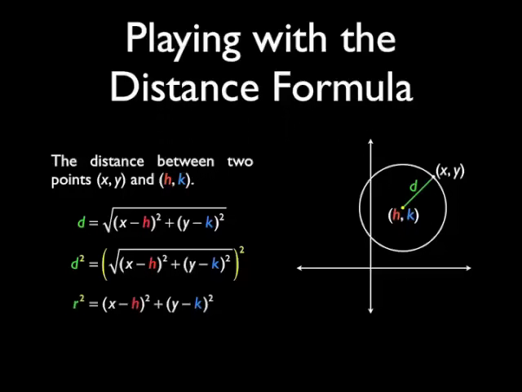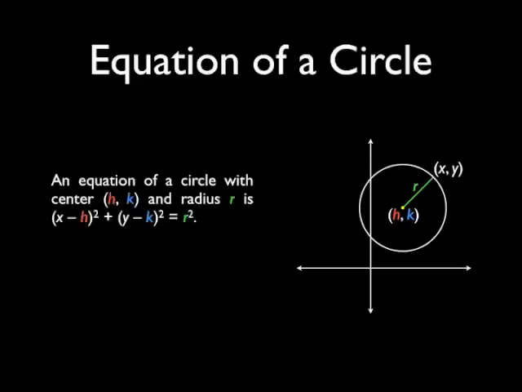Now I want you to think about this. It's pretty deep. The equation of a circle is based on the distance formula. The distance formula was created by using the Pythagorean theorem. The equation of a circle is the Pythagorean theorem. How did right triangles become circles? Scary, isn't it?